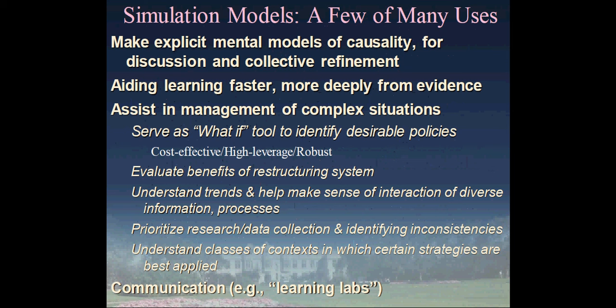So my colleague Don Burke, who's head of the School of Public Health at Pitt, University of Pittsburgh, and Josh Epstein, who's at Johns Hopkins, have both created lists of dozens of uses of models, of dynamic models. I've listed some of them here. I've emphasized one of the most important ones up there, but often what draws people to them, what draws practitioners to them, is this ability for them to serve to help manage a complex system. Serve as what-if tools to identify policies that are cost-effective, high leverage, that are robust given the uncertainties, evaluate benefits of somehow restructuring a system more broadly, to explain trends, to prioritize research, or to prioritize collection of data.